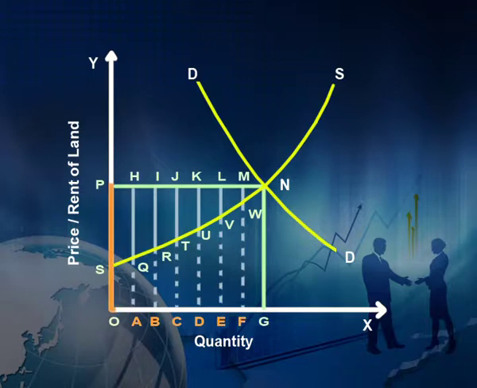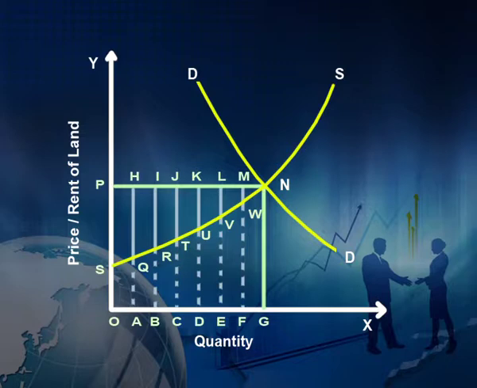but price OP is the transfer earnings GN of the marginal unit G, that is higher than the transfer earnings of other intramarginal units. Thus, the actual earnings of the intramarginal units are more than their transfer earnings, hence all the intramarginal units of land receive economic rent. This figure shows that economic rent earned by intramarginal units A, B, C, D, E and F will be equal to HQ, IR, JT, KU, LV and MW. As stated earlier, the economic rent of marginal unit G will be 0.